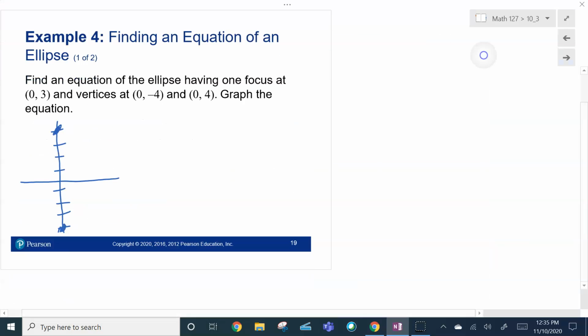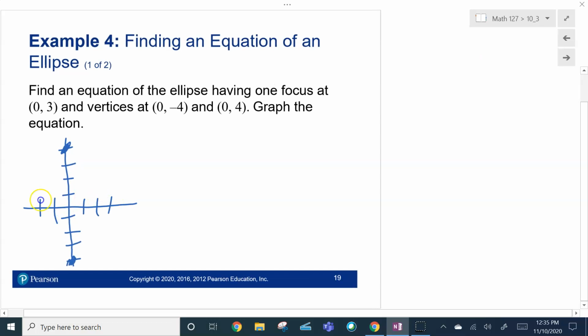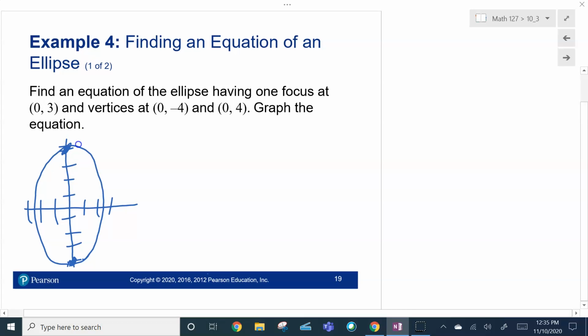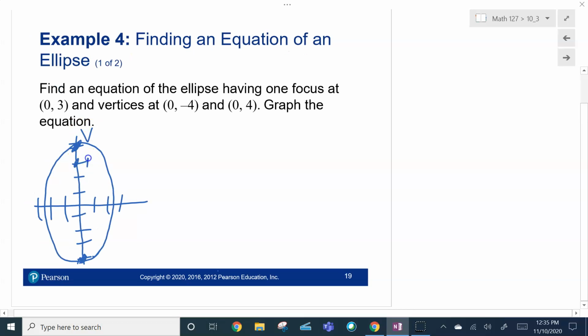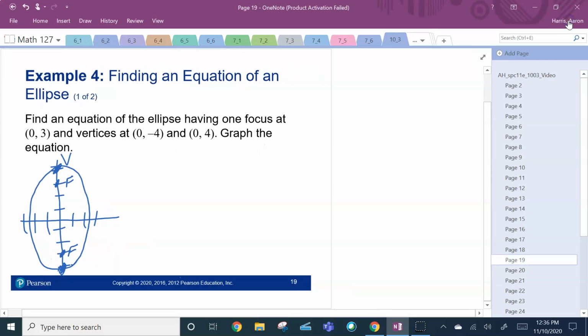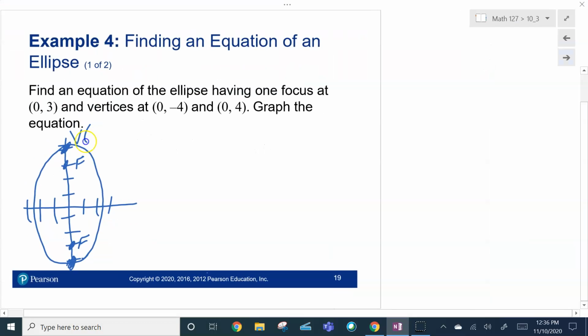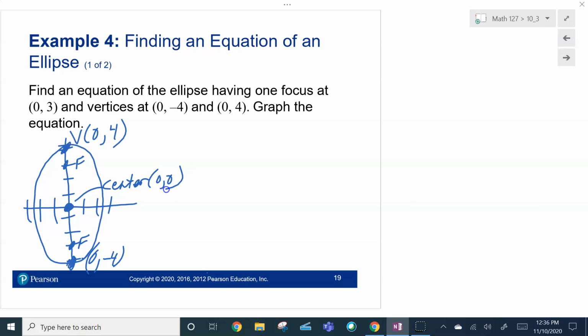I don't know b yet, but I'm just guessing. So here's a vertex. Here's a focus point. So I know the other focus has got to be down here, 0, negative 3. Of course, there's my other vertex. So what's this telling us? If I know vertices 0, 4 and 0, negative 4, how do I know the center's right there in the middle? Well, the center is going to be right between the vertices. So if one's at 0, 4 and one's at 0, negative 4, I know the center is 0, 0.